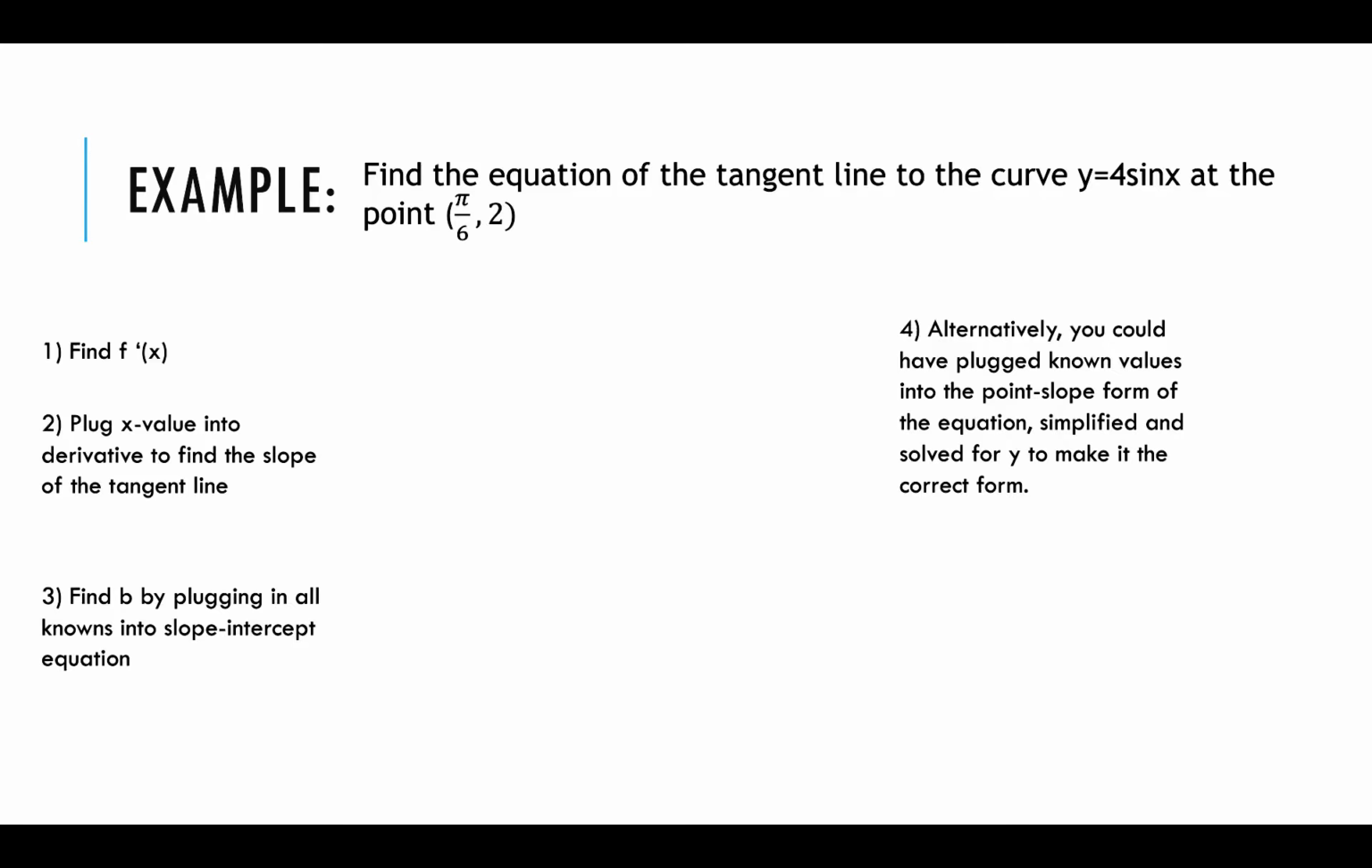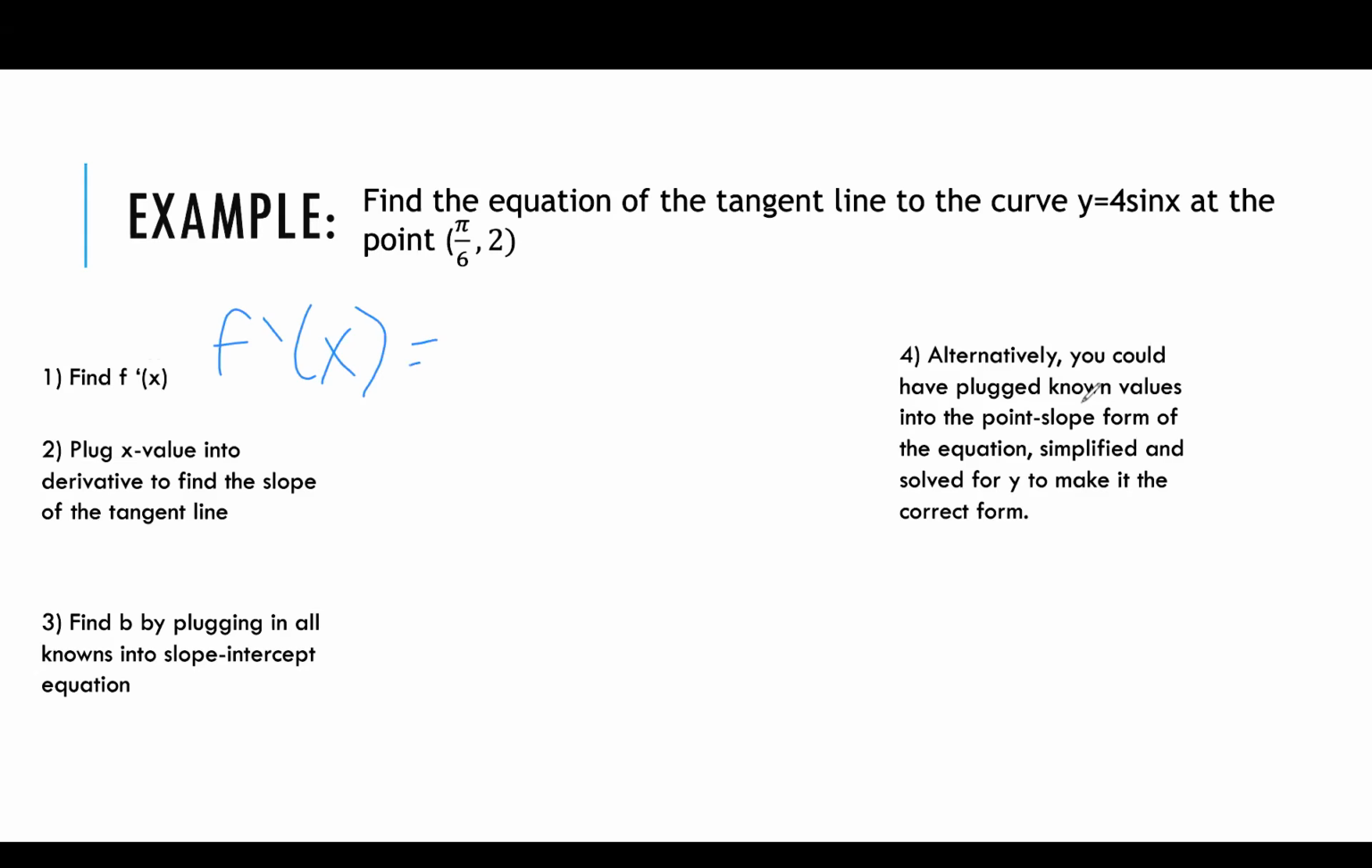So in this case, we have f prime of x is equal to the derivative of 4 sine x. If you remember, the derivative of sine x is cosine x, and any coefficient in your derivatives is just going to carry over, so our derivative is going to be 4 cosine x.